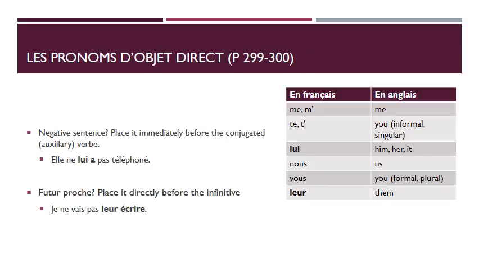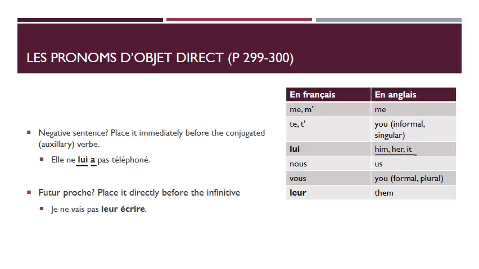Now, a couple other little quick notes. If you have a negative sentence, you're going to place it immediately before the conjugated verb. So, elle ne lui a pas téléphoné. So she never called him, or she never called her, or if you want to get really weird, she never called it. I don't know what it is, but yeah.